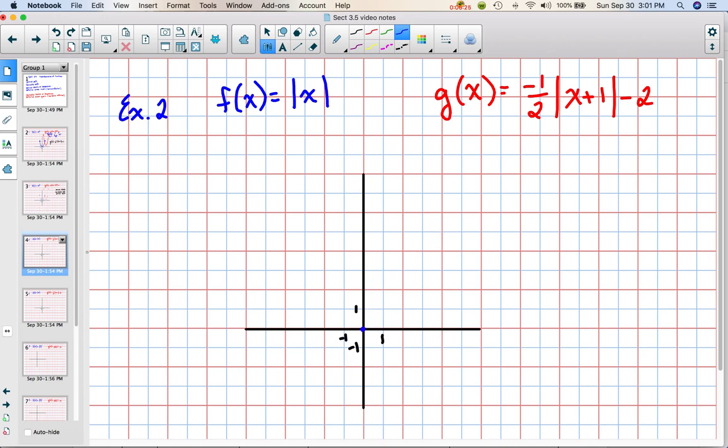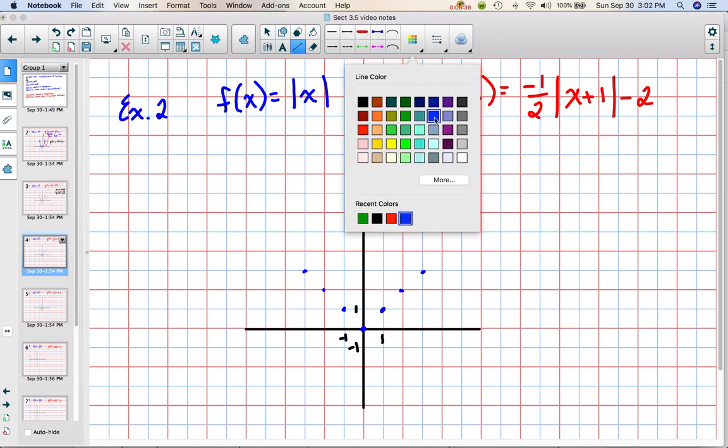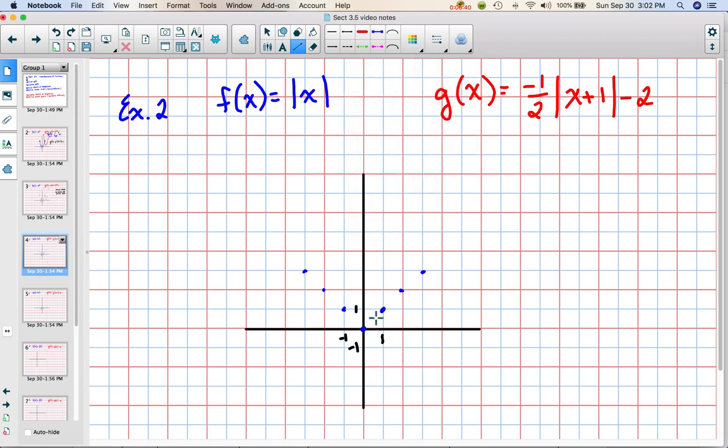So here for this example, I'm going to stick with what you know first. So our basic absolute value graph. So I'll just plot a few points here. Make my line straight.